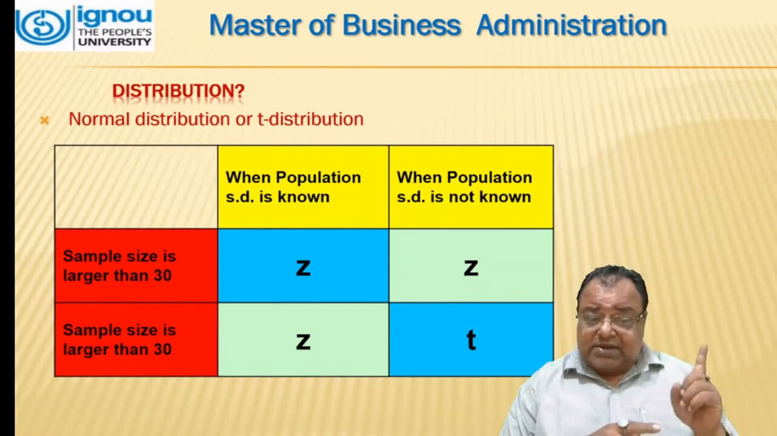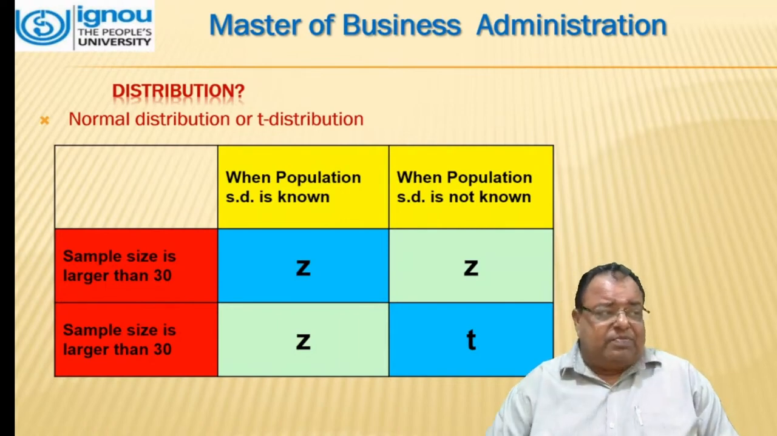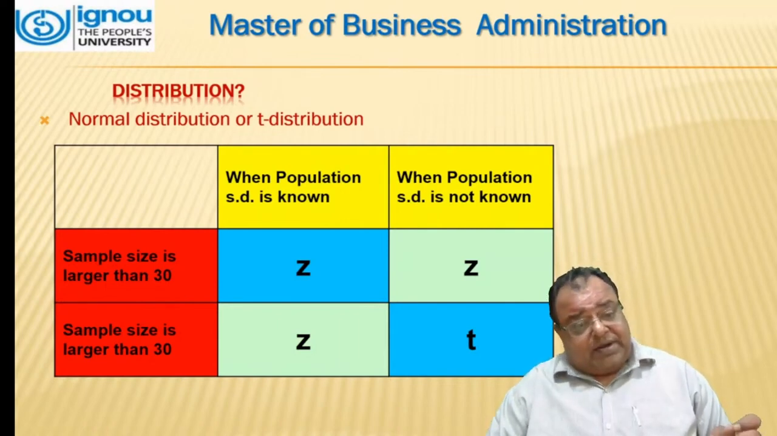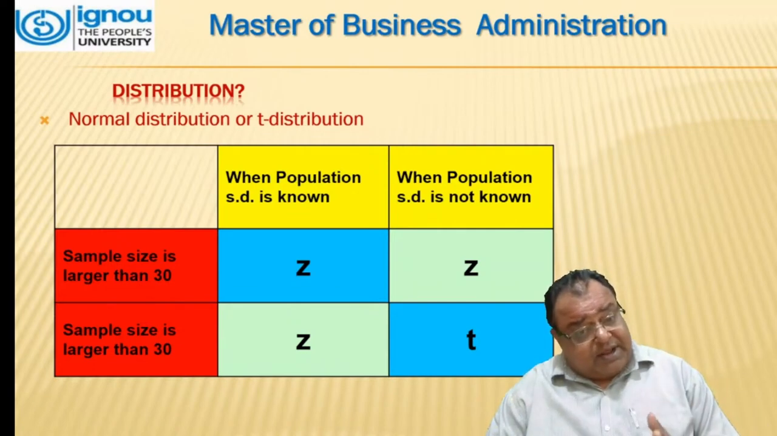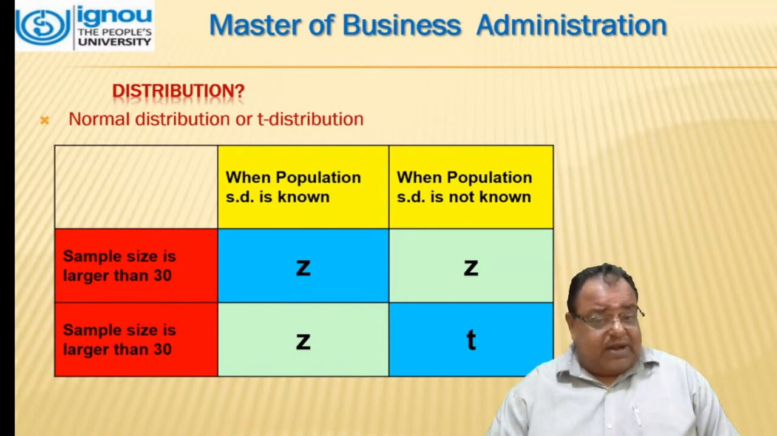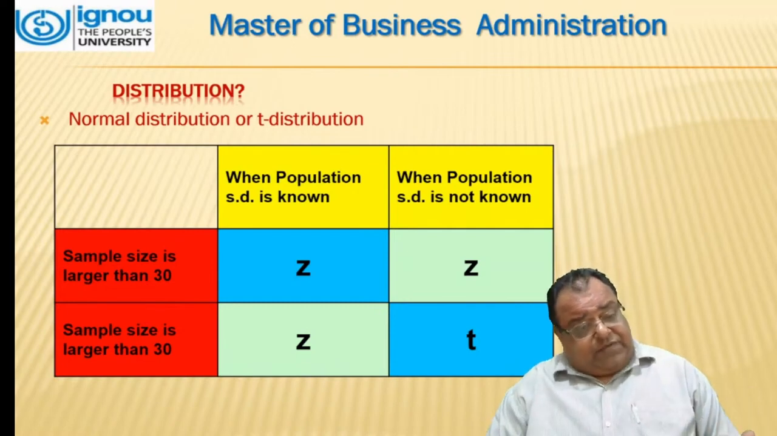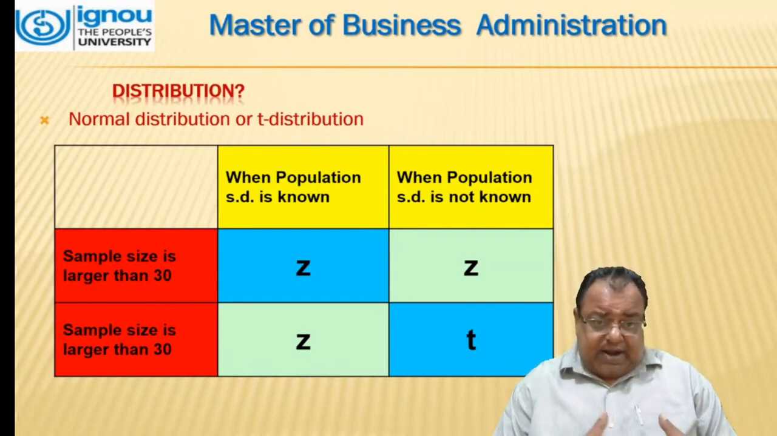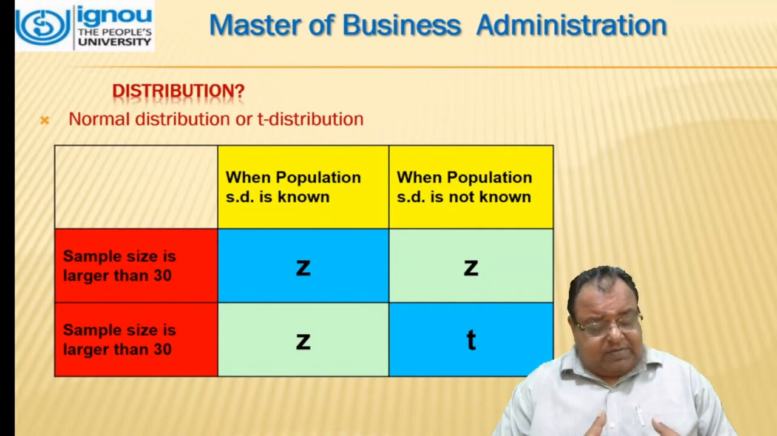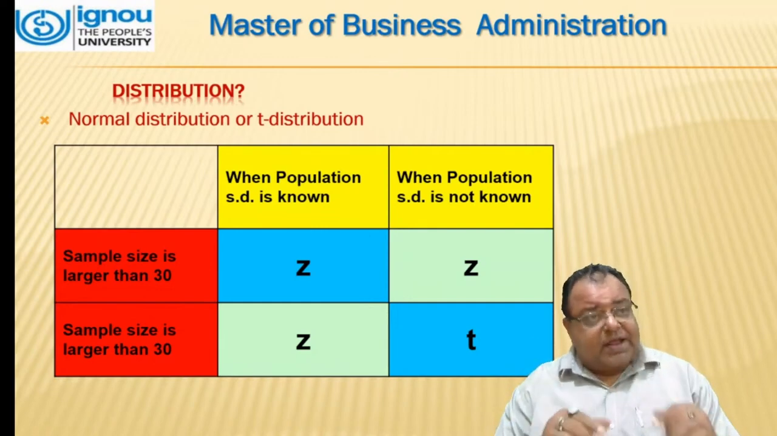When the sample size is larger than 30 and the population standard deviation is known, we use the Z test. But if the sample size is larger than 30 and you are not aware of the standard deviation of the population, then we use the t-test. But when the standard deviation is not known, we apply the t-test. So this is how the inferences are drawn initially.